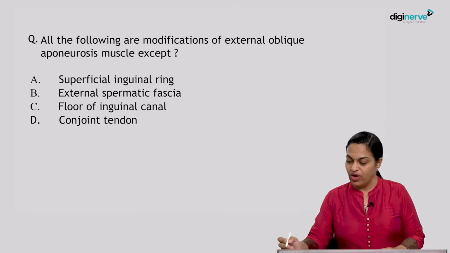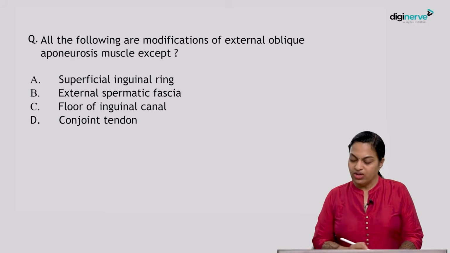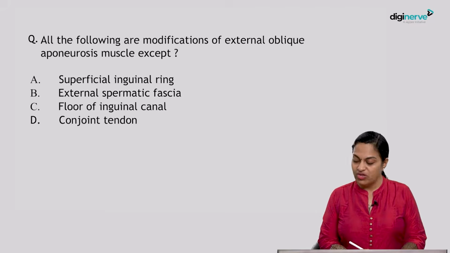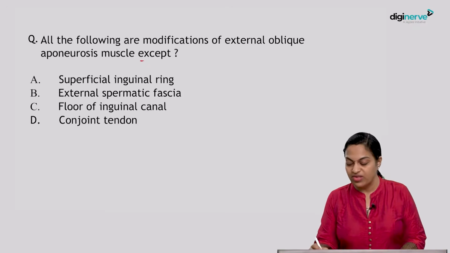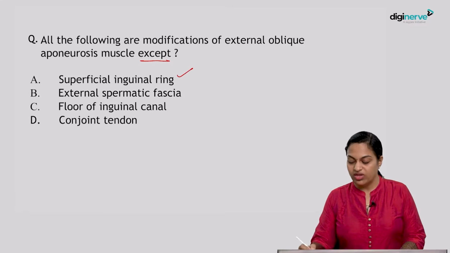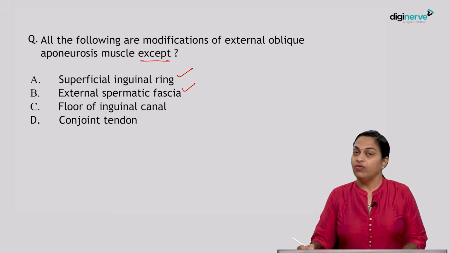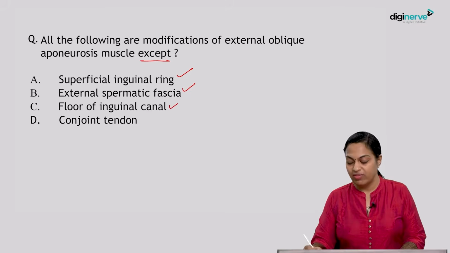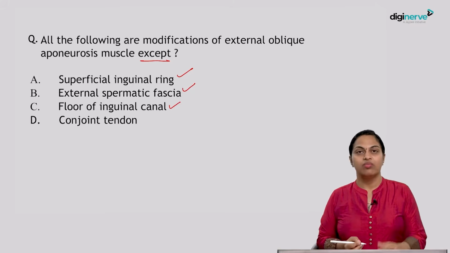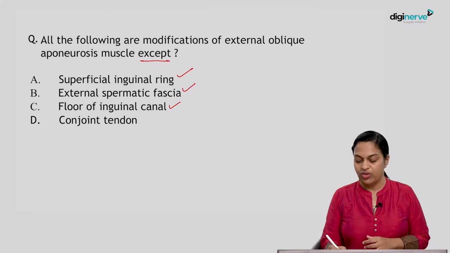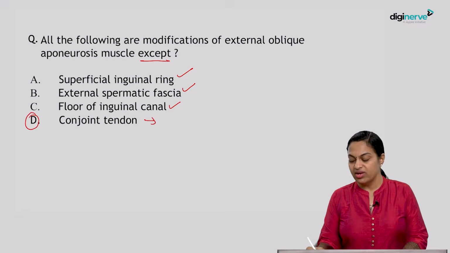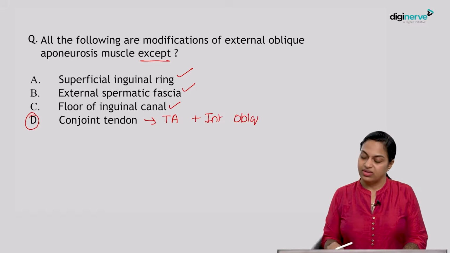Now, let us work out a few MCQs. All the following are modifications of external oblique aponeurosis except. The superficial inguinal ring, the external spermatic fascia, the floor of the inguinal canal contributed by inguinal ligament and lacunar ligament. Of course, they are modifications of external oblique aponeurosis. The conjoint tendon is contributed by transverse abdominis muscle and internal oblique muscle.